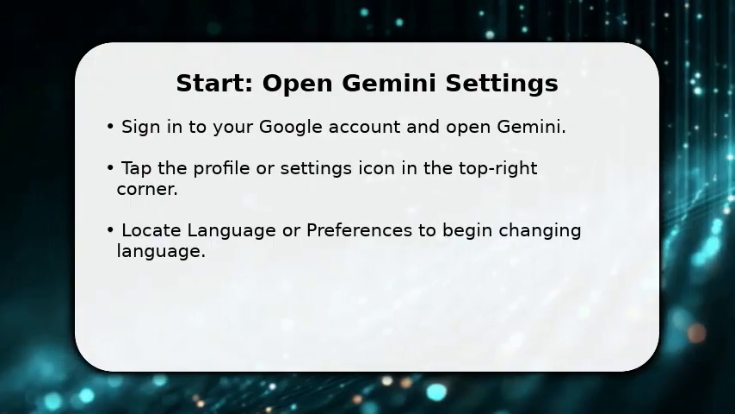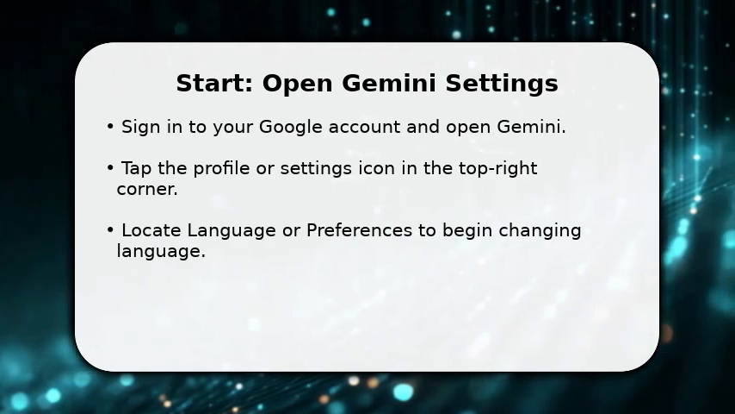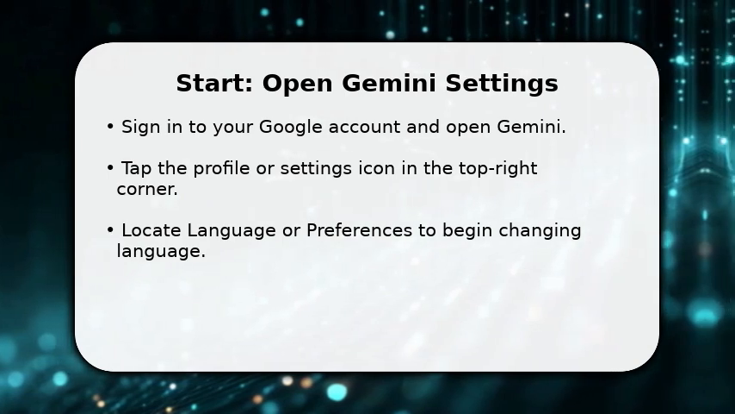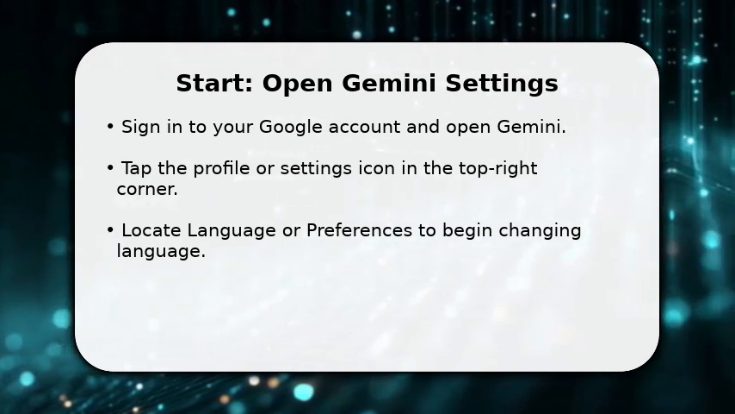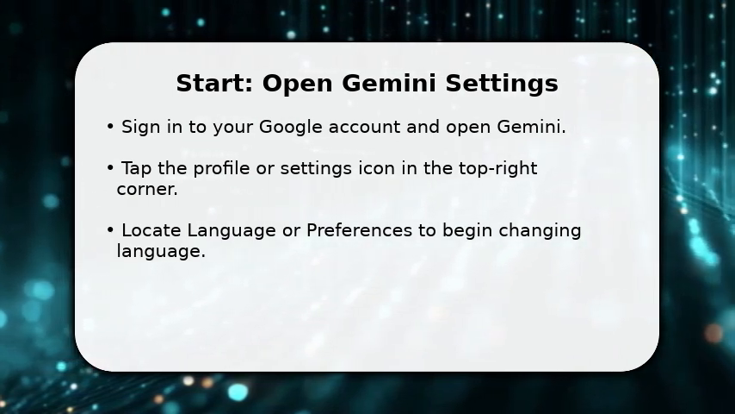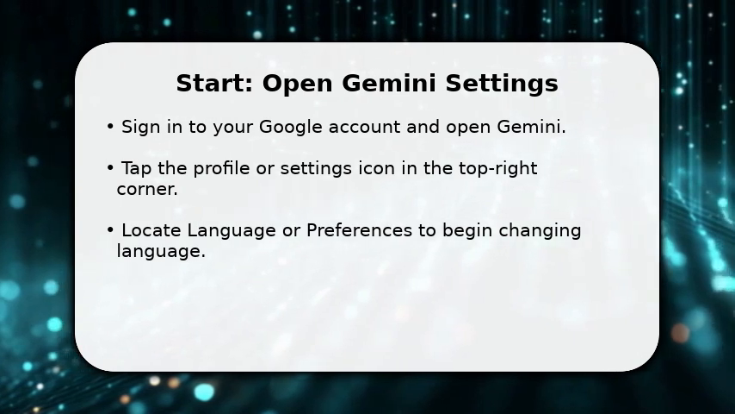You're signing in and jumping straight into Gemini's settings because that's where language lives. Once signed in, tap your profile or settings icon in the top right. This opens account-level options. Make sure you're on the correct account if you have multiple, otherwise settings won't stick.